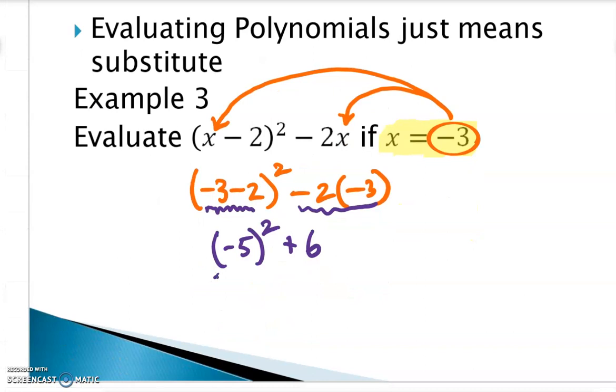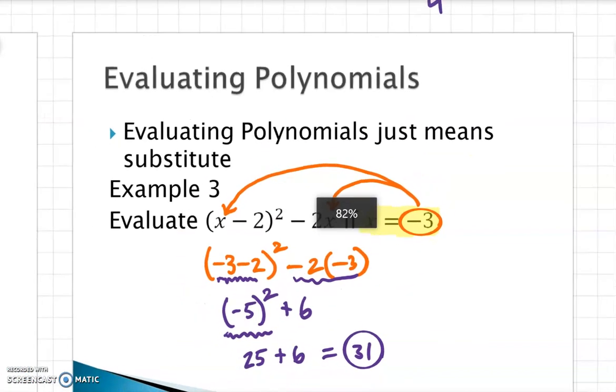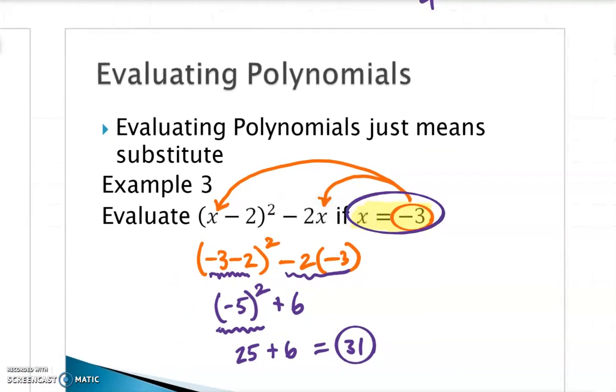Let's keep going. Let's go ahead and square this term. So negative 5 squared means negative 5 times negative 5, which is 25. And then we must add 6, which is equal to 31. So this expression, when x is equal to negative 3, the value of the expression is 31. We have evaluated that polynomial when x is equal to negative 3.